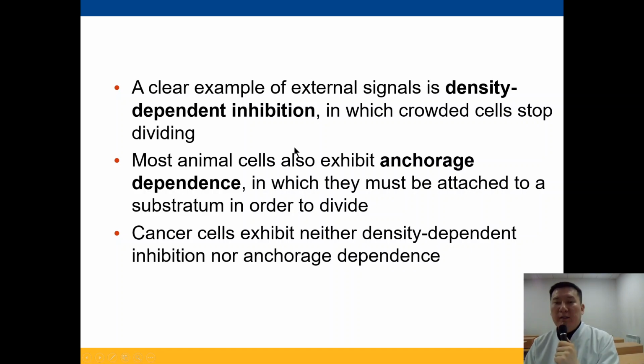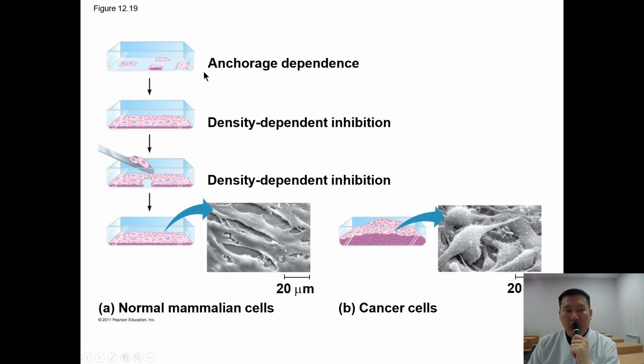A clear example of external signals is density-dependent inhibition, in which crowded cells stop dividing. Most animal cells also exhibit anchorage dependence, in which they must be attached to a substratum in order to divide. Cancer cells exhibit neither density-dependent inhibition nor anchorage dependence. So here you can see on the top figure anchorage dependence and density-dependent inhibition. Then we can see the growth of normal mammalian cells, and here you can see cancer cells. Cancer cells divide without any control.